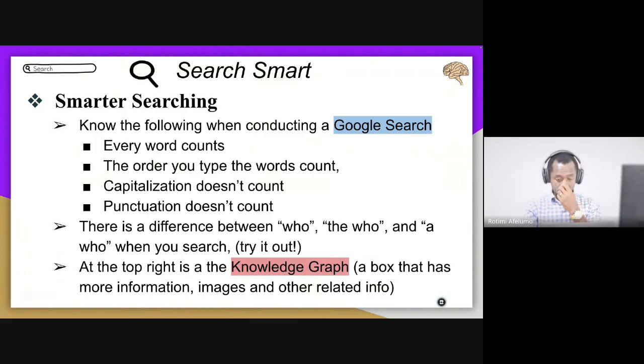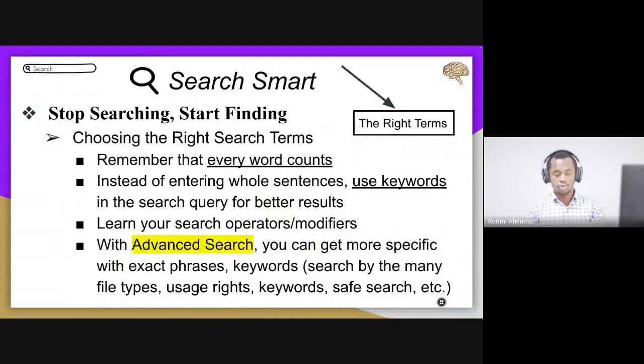So we'll be looking at Google search and we'll try to understand the interface of what you would see when you search on Google. In Google search, every word counts. There is a difference between who and the who, a who. When you do your search, if you try it out, all of this will give you different results. So knowing the exact term that you want to search for is really very important. And so we'll just go quickly into the practical.